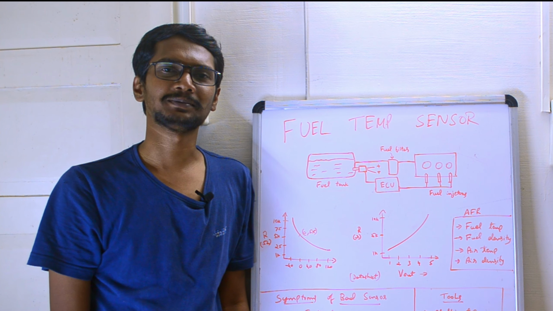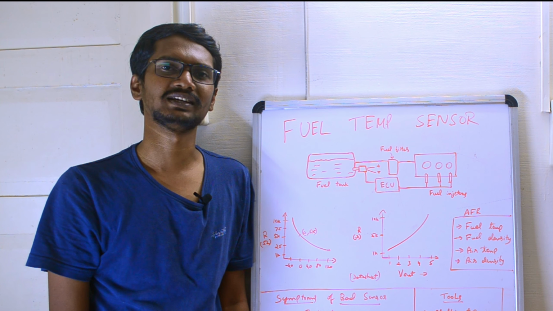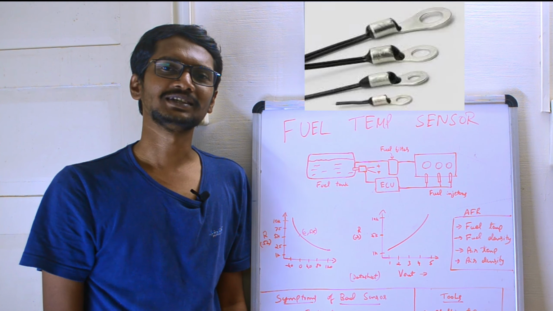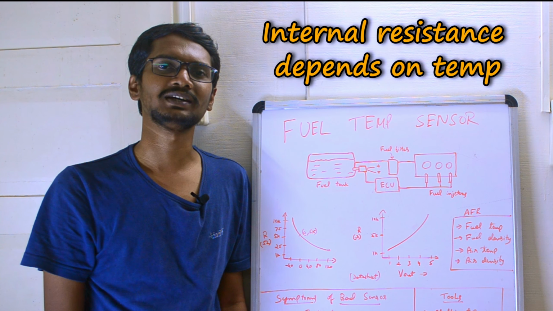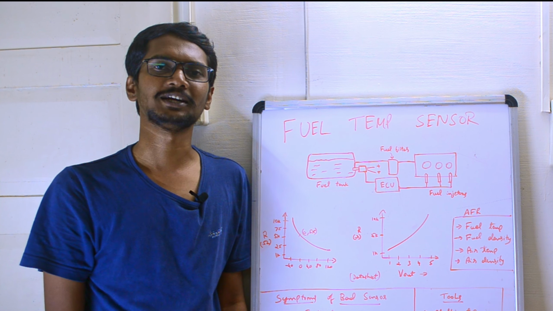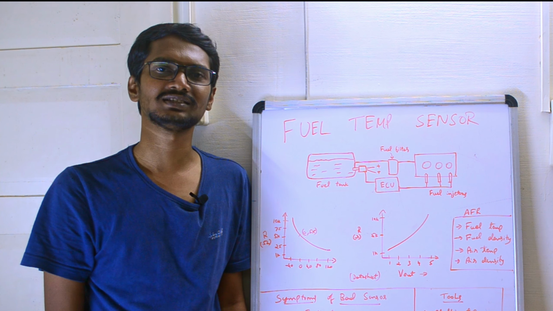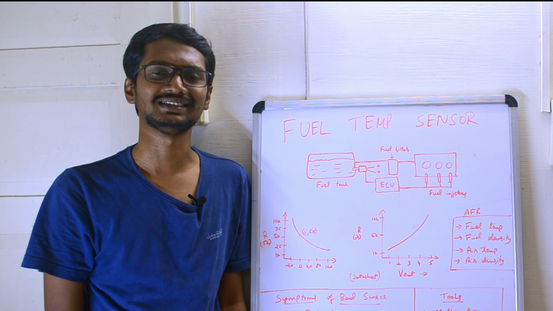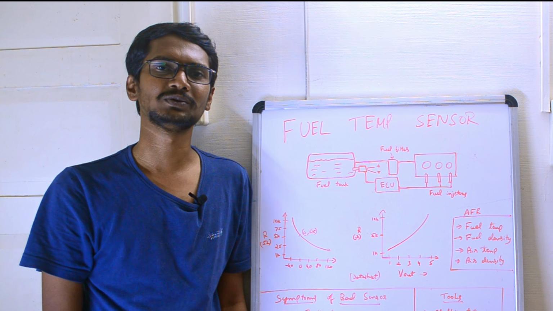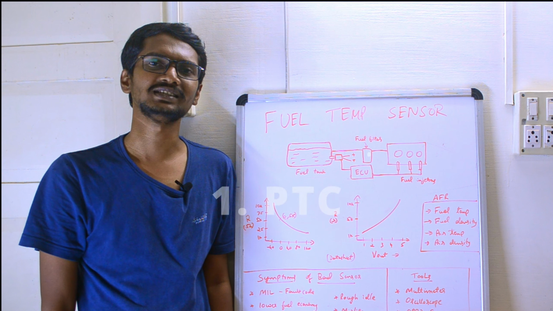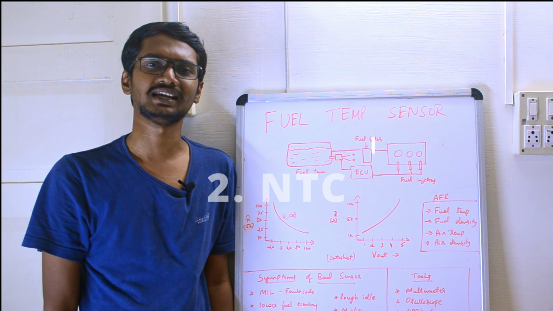When it comes to the temperature sensor, it consists of an element called thermistor. Thermistor is an electronic component whose internal resistance depends upon temperature. That is, as the temperature varies, the resistance output of a thermistor also varies. And depending upon the relation with the temperature, we have two types of thermistor. One is PTC and another one is NTC.